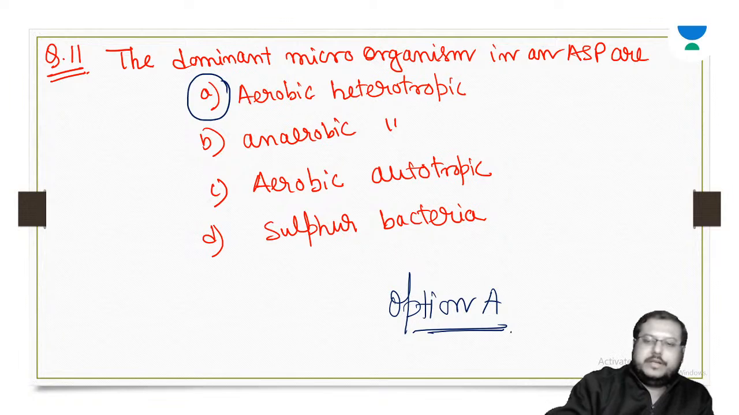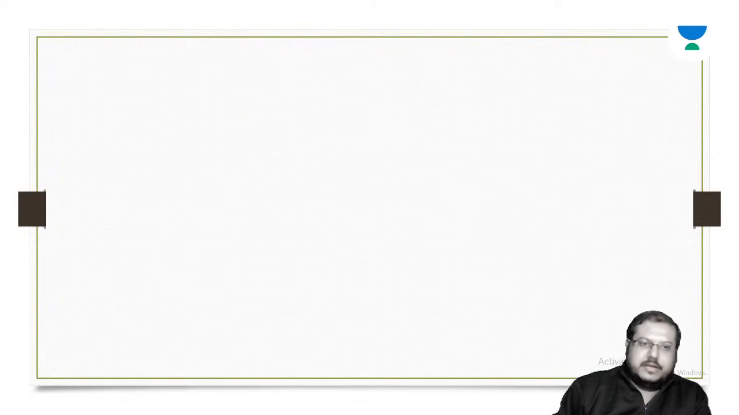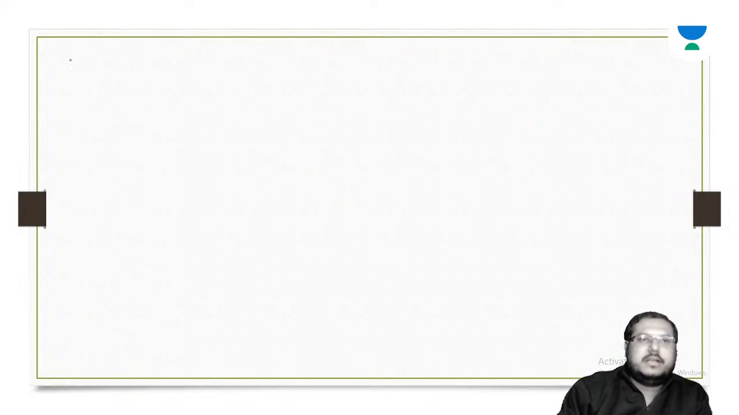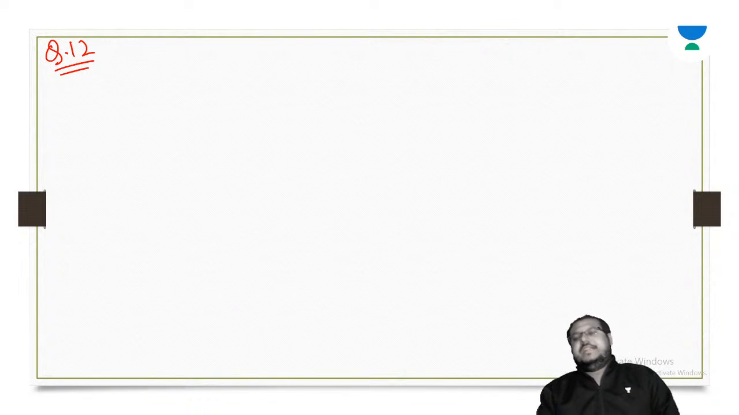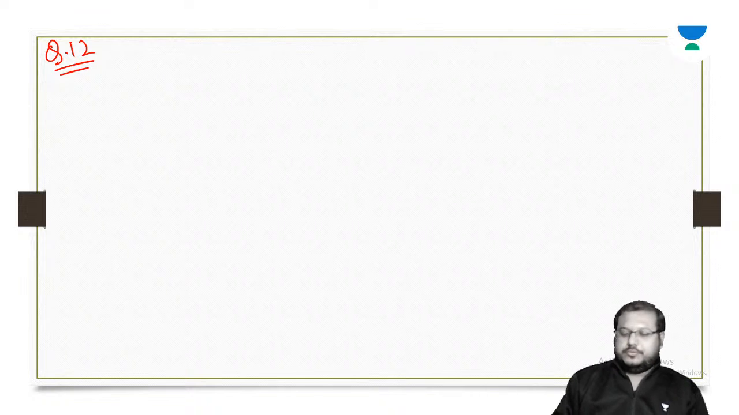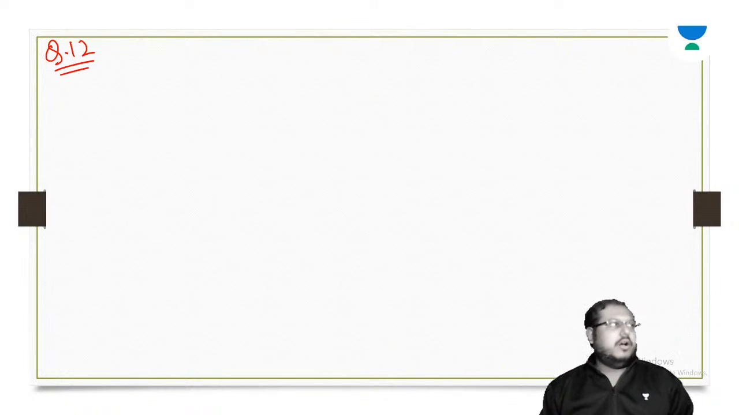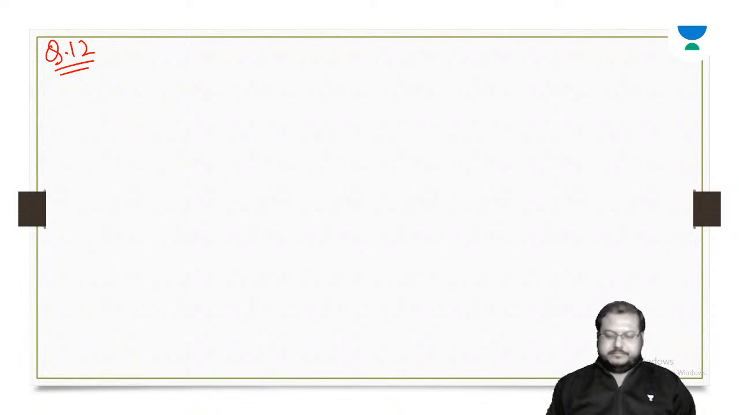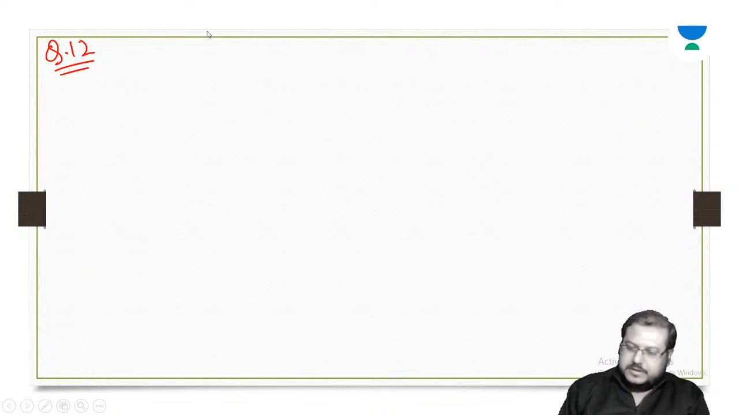Now, we are going for the last question. That question requires every design parameter of the activated sludge process. To solve this question, you need to know all the hooks and crooks of the activated sludge process. If you are able to solve that particular question, everything is clear for the activated sludge process.